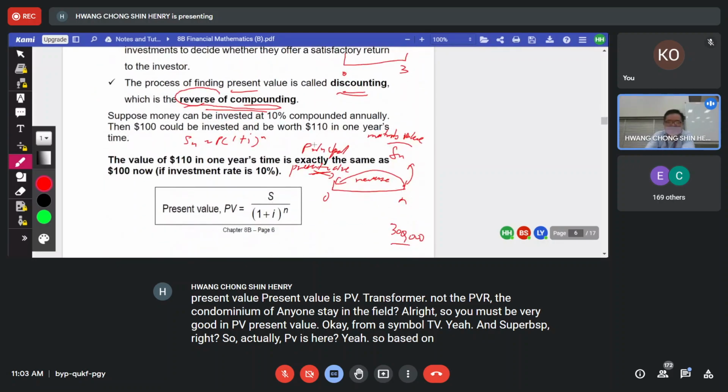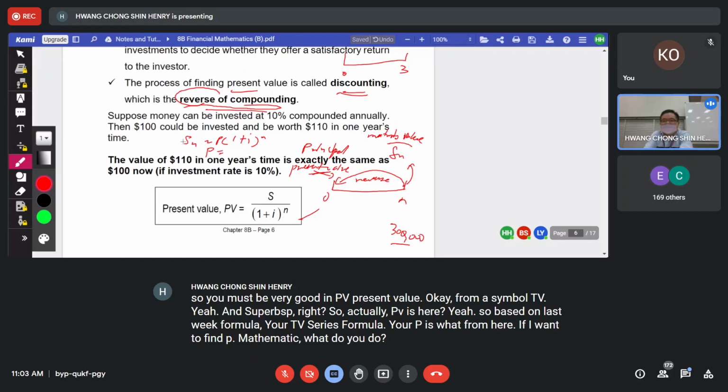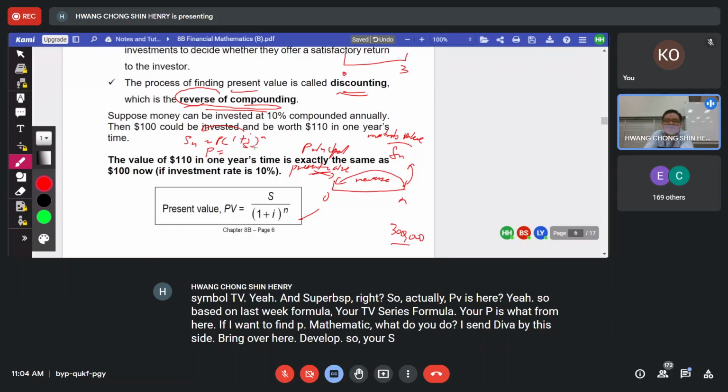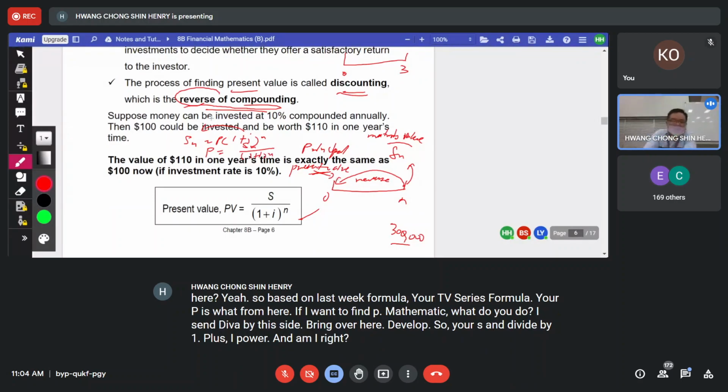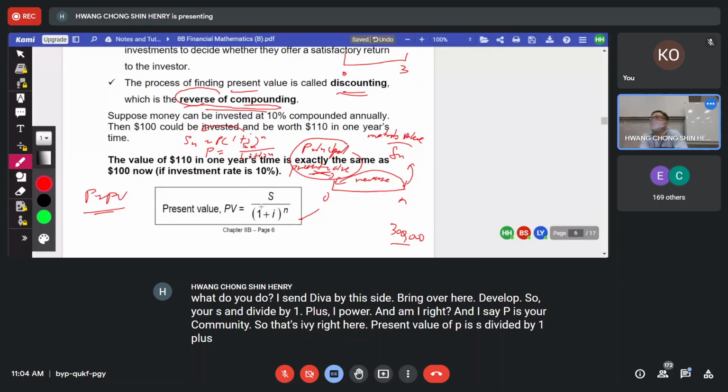So based on last week's formula, your PV, you see this formula? Your P is what? From here, if I want to find P, mathematics, what do we do? Sn divided by this, right? Bring it over here, divide lah. So your P is Sn divided by 1 plus i power n. Am I right? And I say P is your PV. So that's why we write here, present value PV is S divided by 1 plus i power n. Simple as that. Anyone confused? I hope not.